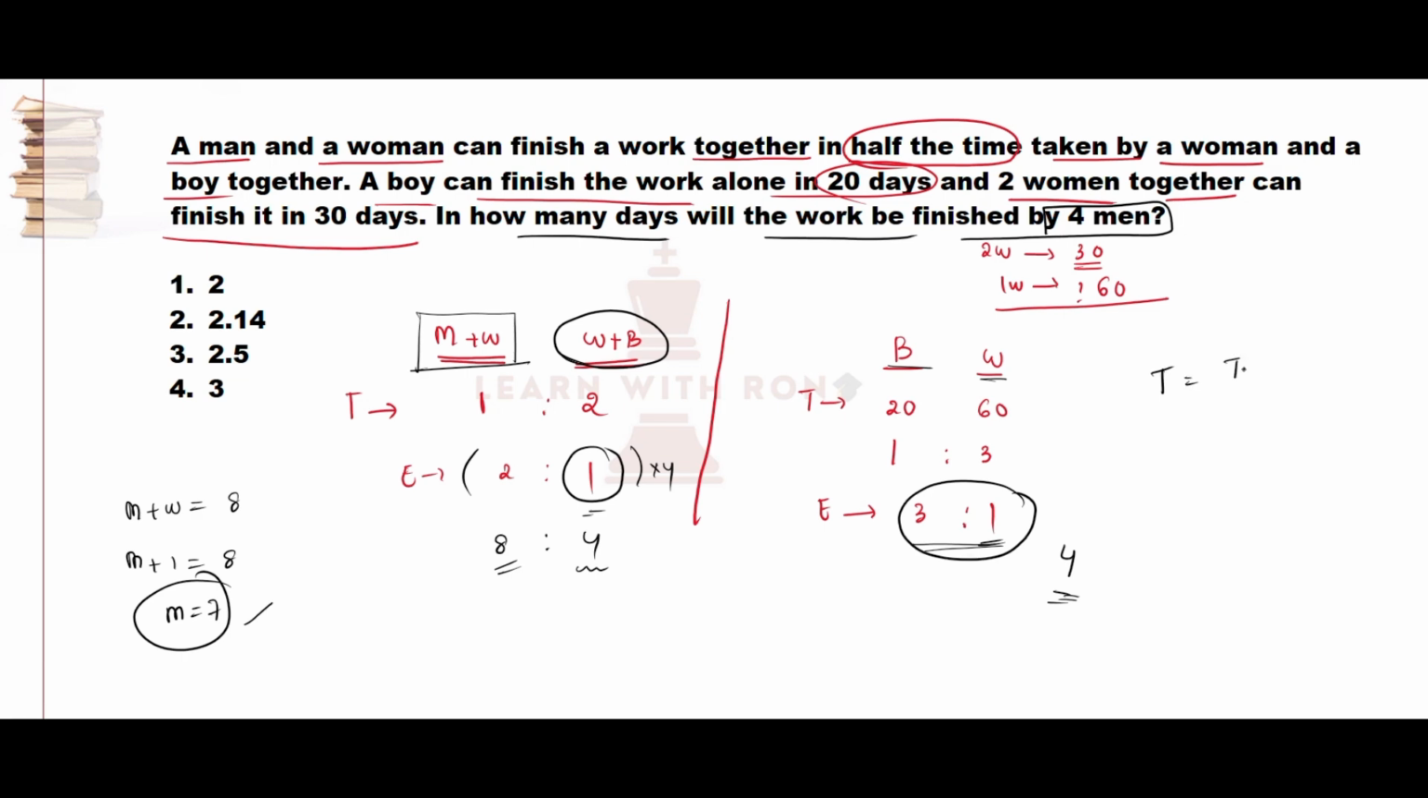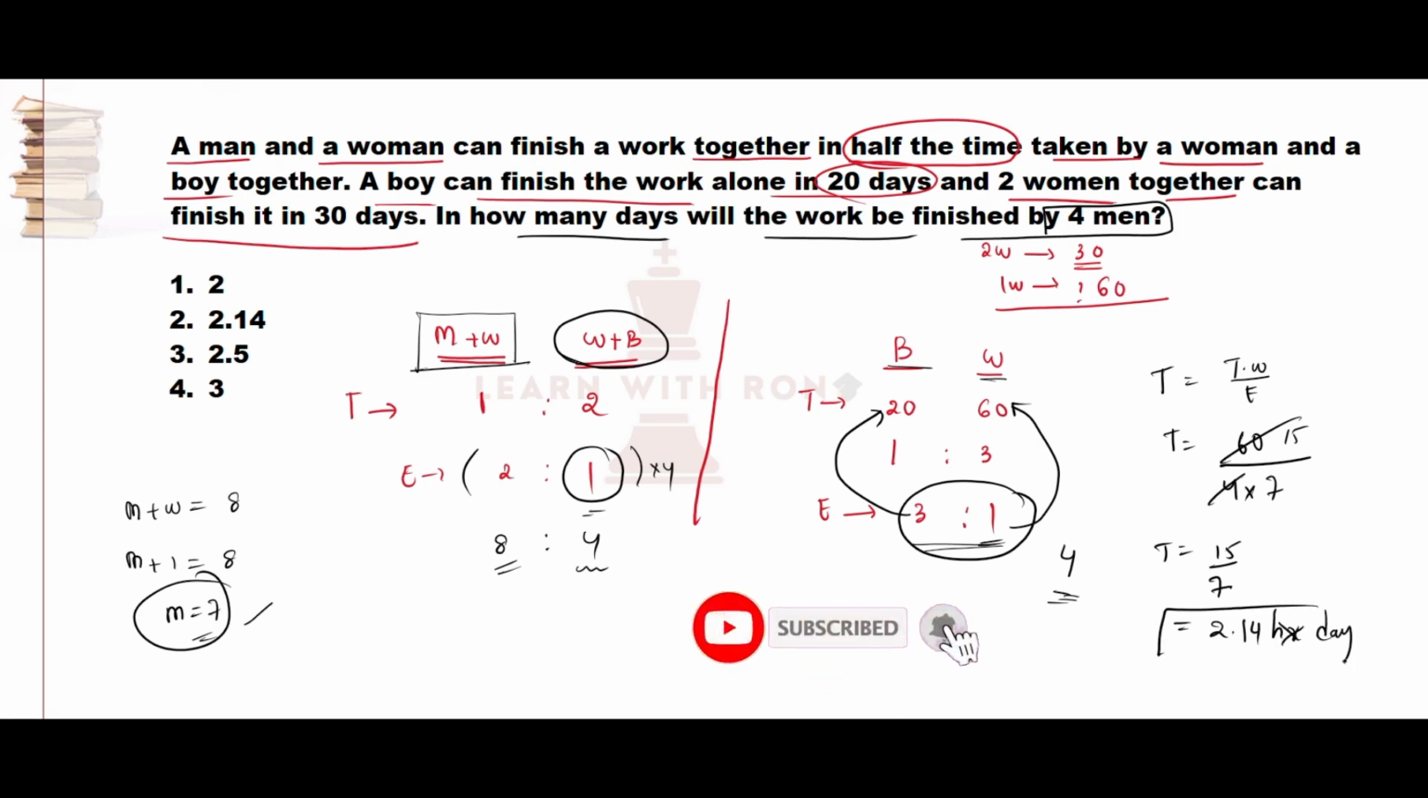Time equals total work by efficiency, right? Total work how much here? Either 3 times 20 or 1 times 60. So, total 60 units. Efficiency of 4 men: 4, and each man's efficiency how much? 7 here. So 60 over 4 times 7, which is 15 by 7. But the options are given in decimals. So, 15 by 7 how much? Approximately 2.14 hours. Sorry, here days, right? So, 2.14 days, which is option number 2 here.